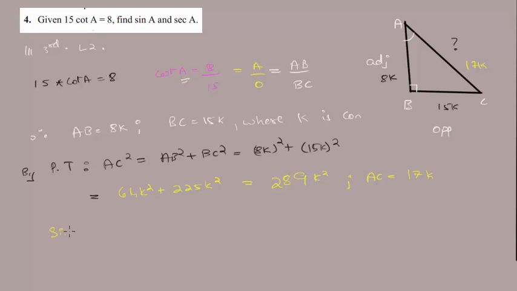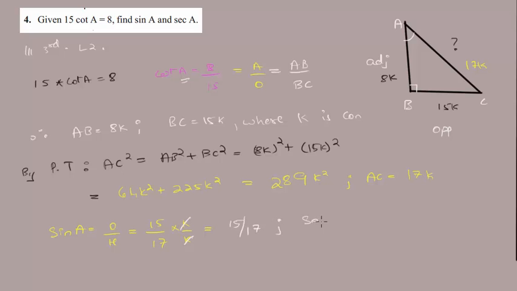Then what you have to find? Sine. Sine is easy peasy. O by h. Opposite is 15k divided by 17k. So 15 into k, 17 into k. I'm just writing in that manner, don't get confused. So k and k get cancelled. That is 15 by 17.